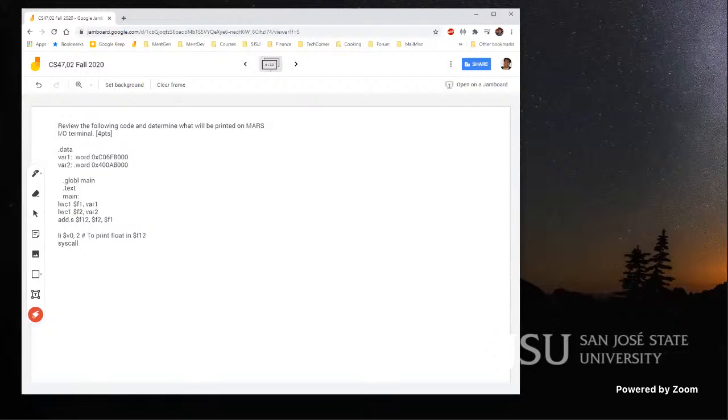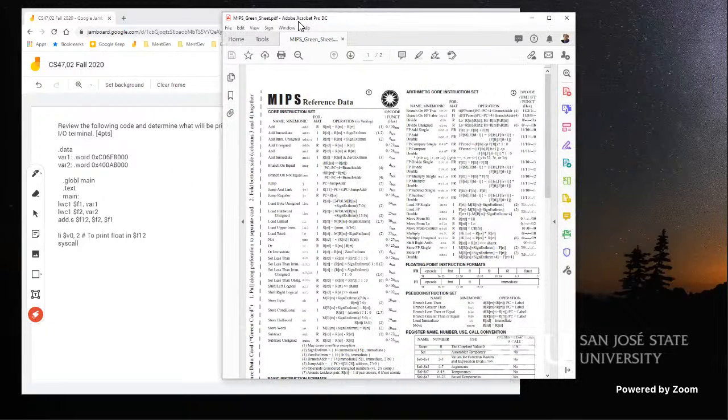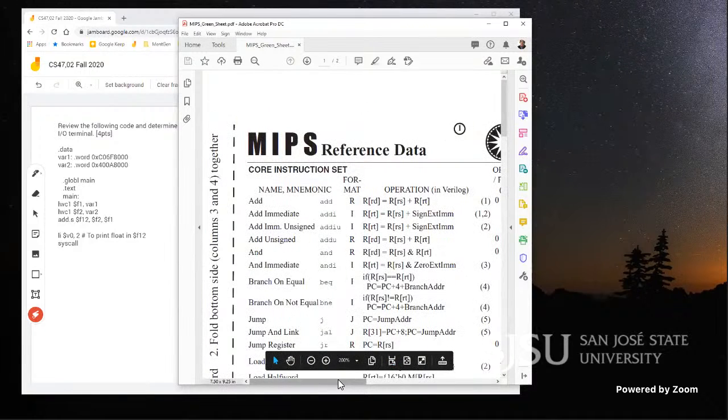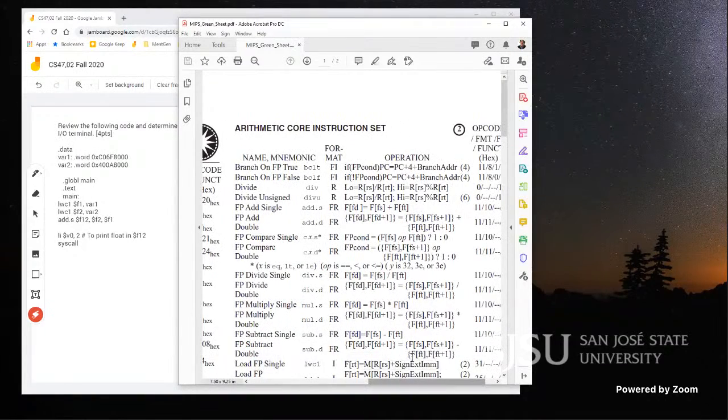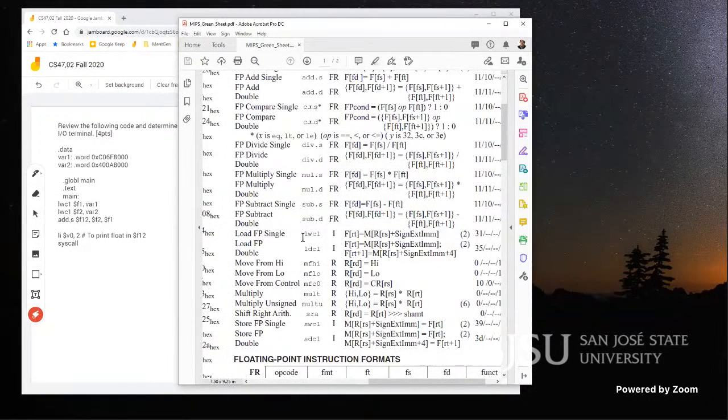You can always consult your MIPS page, right? We only use two of them, LWC1 and add.s. So LWC1 is this one. Basically it tells that from memory, that 32-bit pattern, you bring into that target register.